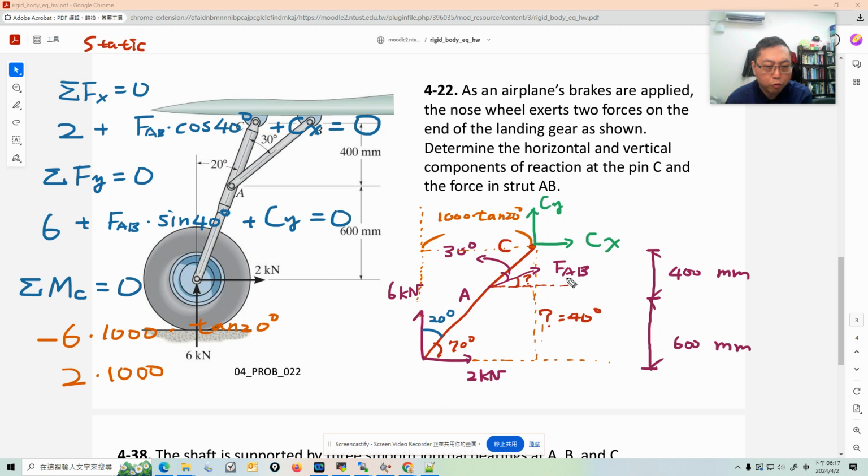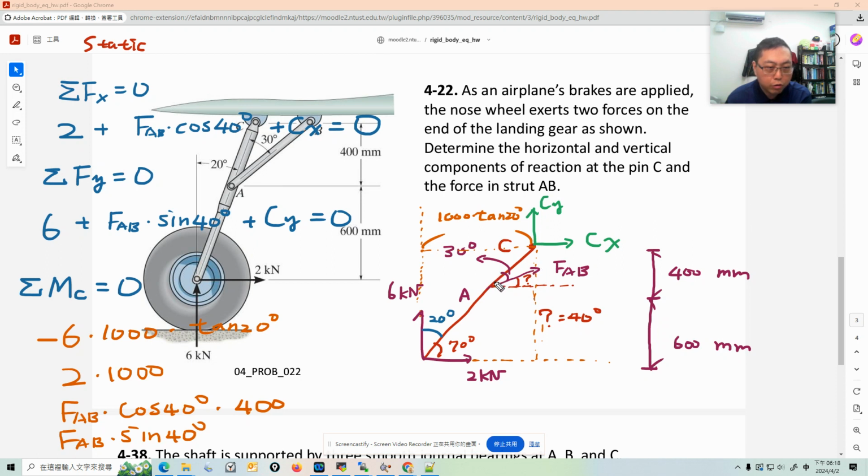And right now, the only thing left, the most difficult part, what's the moment created by this FAB force? We can decompose FAB in a horizontal direction, FAB times cosine 40 degree, and in the vertical direction, FAB times sine 40 degree. Unfortunately, these two forces both create a moment. For the horizontal force, FAB cosine 40 degree, the lever arm is here, just 400 millimeter. So just times 400. Very good.